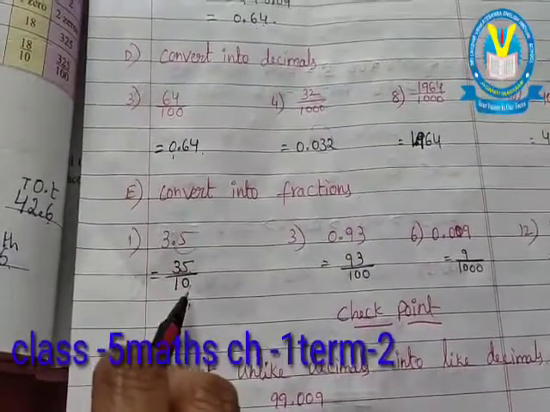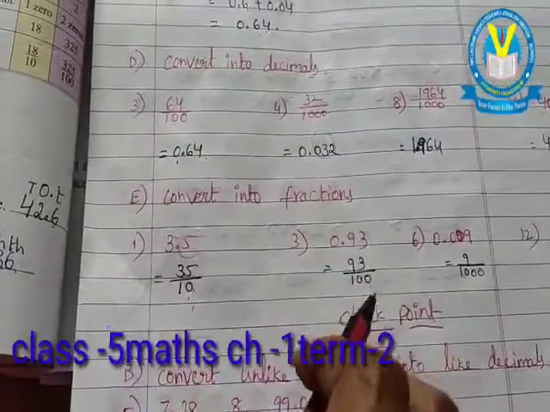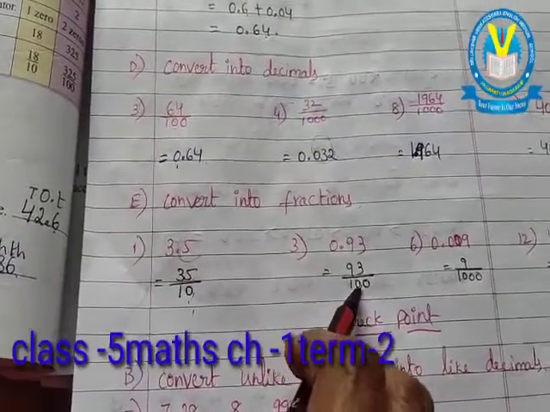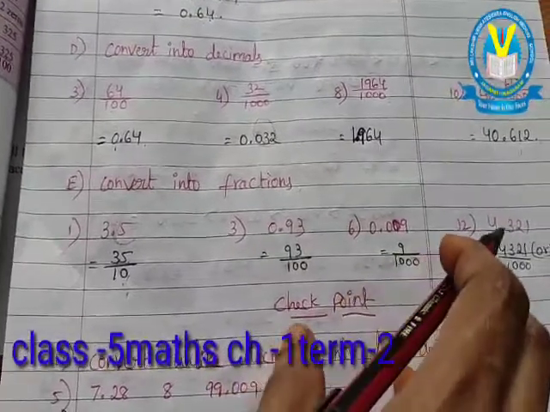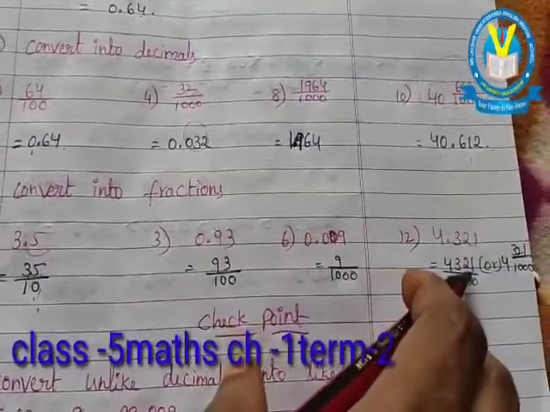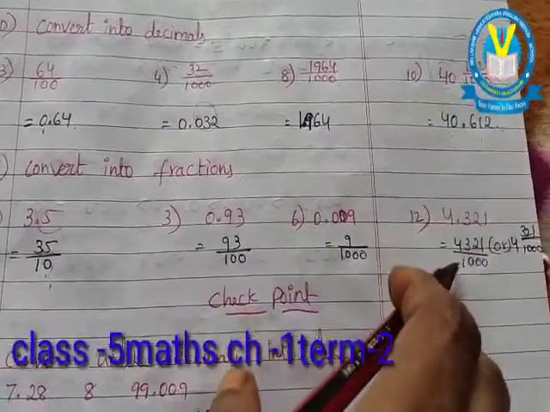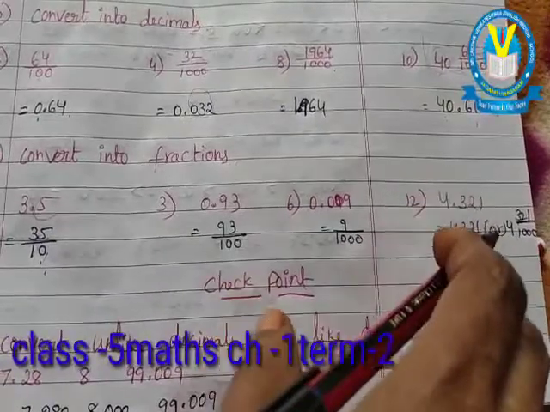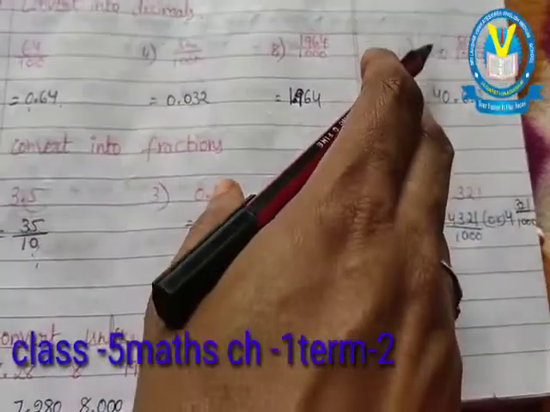One decimal place means you have to write 10 only. Two decimal places, you have to write 100 in the denominator. Three decimal places, you have to write 1000. Okay, here also three decimal places, so 1000. But here you have to write two forms: 4321 by 1000, or you can write it as a mixed number also.